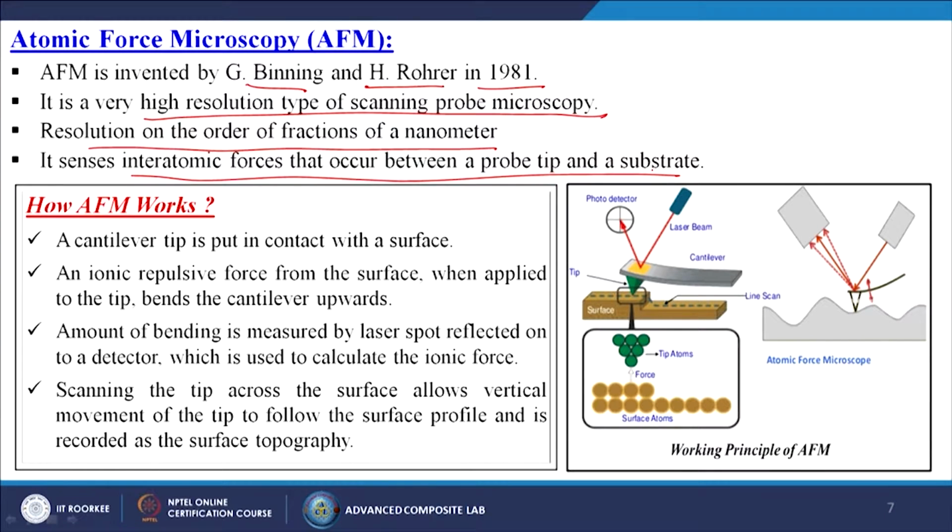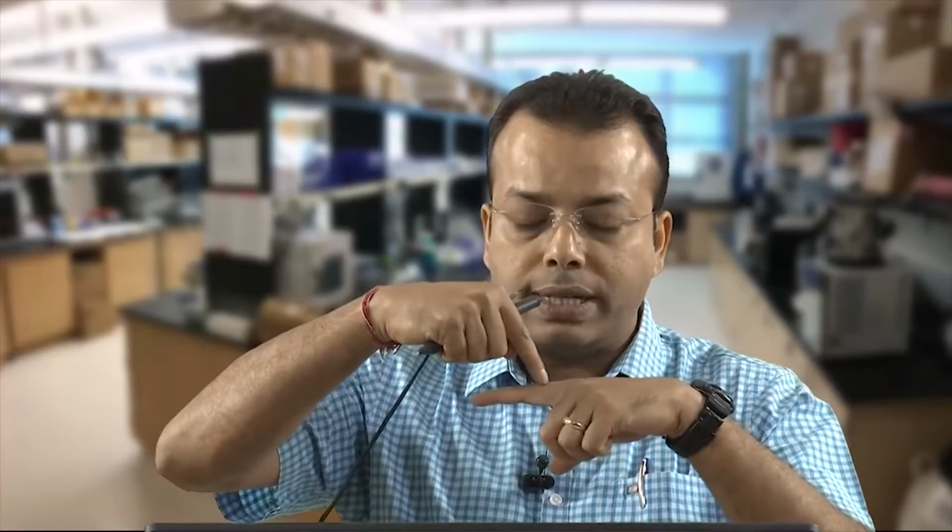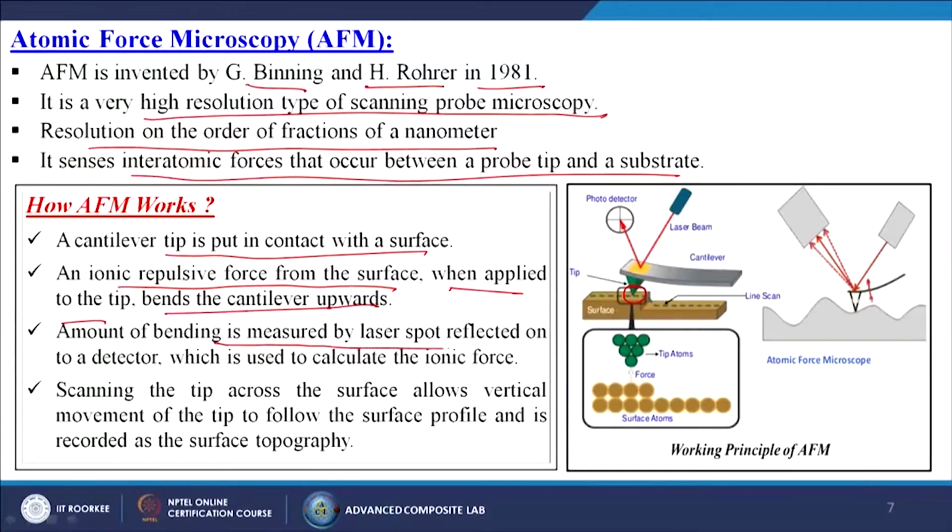How does AFM work? A cantilever tip is put in contact with the surface itself. Here the cantilever tip is touching the surface. An ionic repulsive force from the surface, when applied to the tip, bends the cantilever upwards. Of course, when it is touching, due to its ridge pattern it goes up and down. The amount of bending is measured by a laser spot reflected onto a detector, which is used to calculate the ionic force. Scanning the tip across the surface allows vertical movement of the tip to follow the surface profile, and this is recorded as the surface topography.